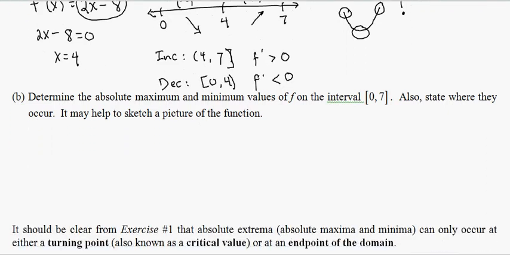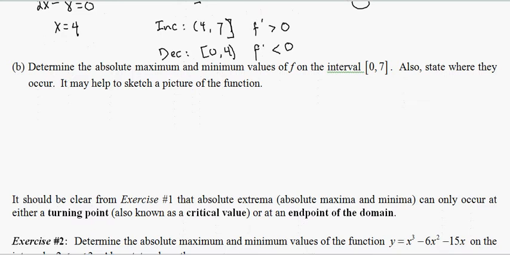In letter B, it says, determine the absolute maximum and absolute minimum values on the interval 0 to 7. Also, state where they occur. It may be helpful to sketch a picture of the function. Well, as we noted before, again, the function looks something like this. So the max has to occur either at the beginning of the interval or at the end of the interval, although we can definitely tell that the minimum occurs at x equals 4.